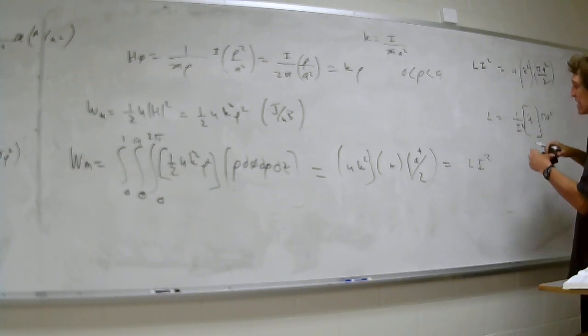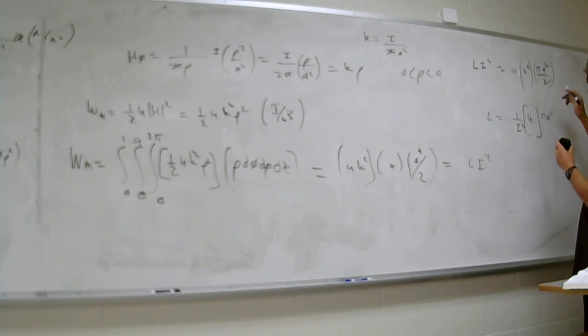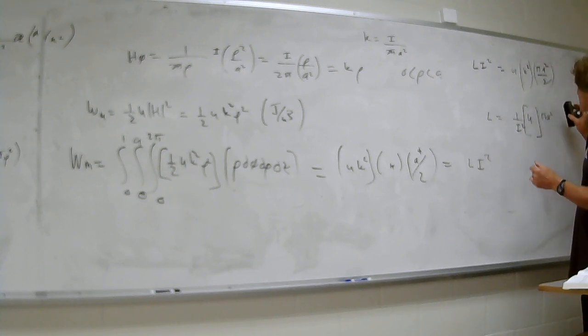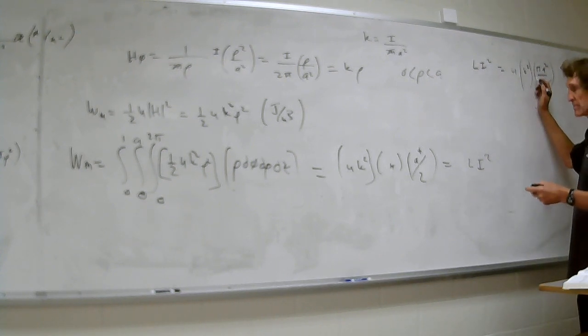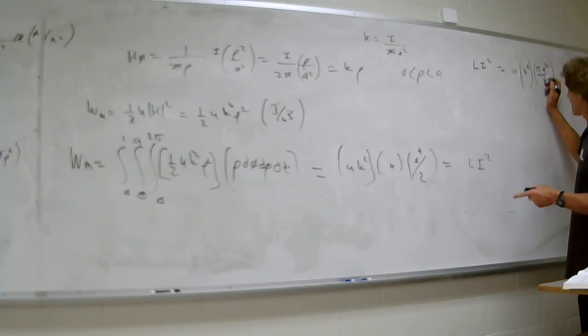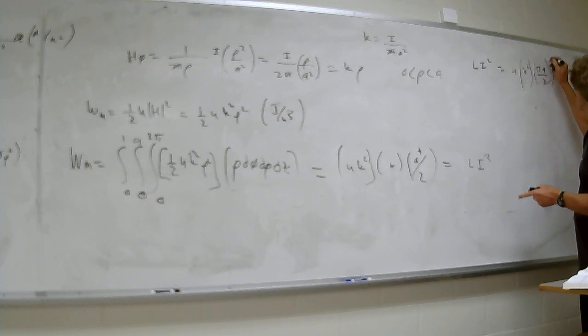Yeah, you're right. Let me rewrite it. A to the fourth over 4. So this is going to be 4 times 4 mu from k squared. That's 16 pi, and then you multiply that by 2. You get 8 a to the 4th over 2.